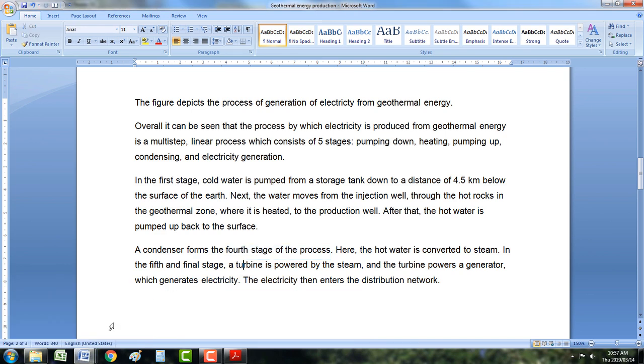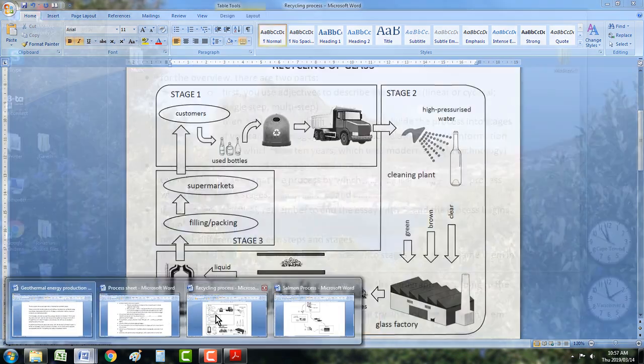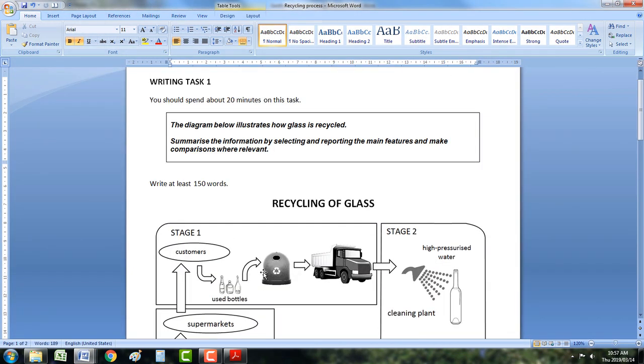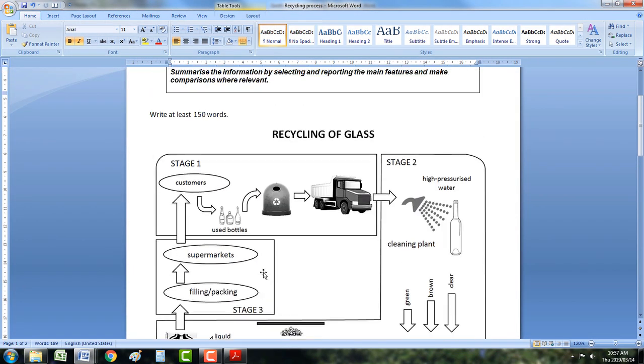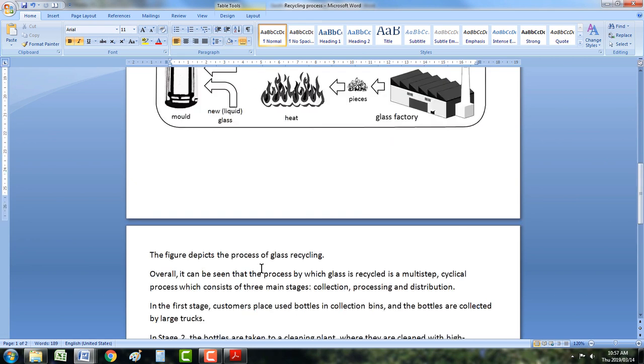Right, finally, you've got one of it. Put it in the description. This is your homework. This is from a real test. It's a cyclical process. Do the essay yourself. I've attached a model answer there.